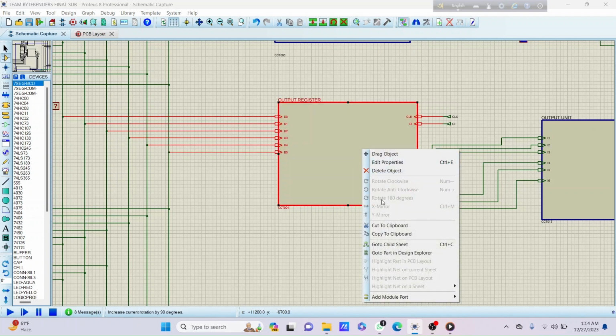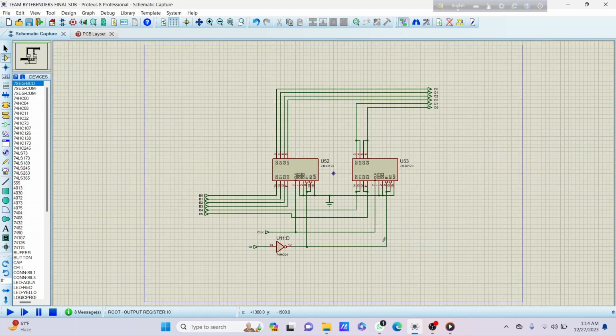Now, if we look inside the child sheet, we designed this using 74HC173, which is D flip-flop with tri-state outputs. When the control input OI is 1 and the clock is active, this output register will receive the data from accumulator, and in the same clock pulse it will transfer the data to these output pins.